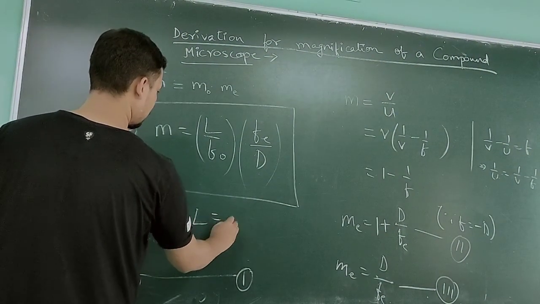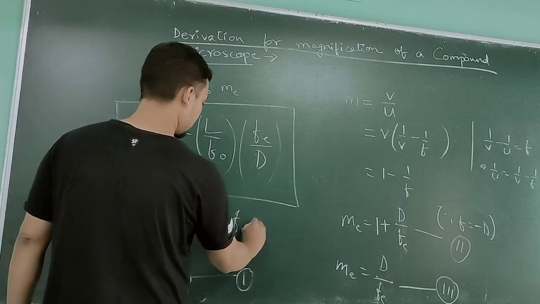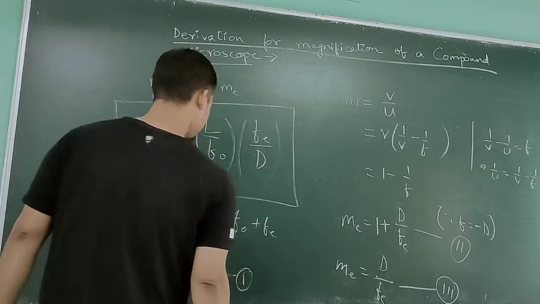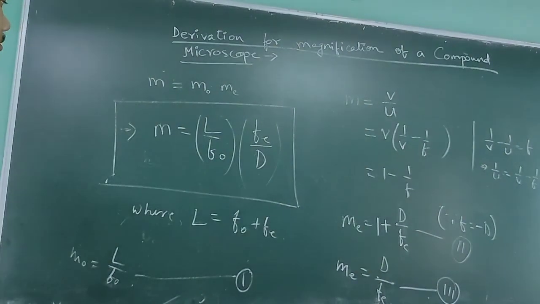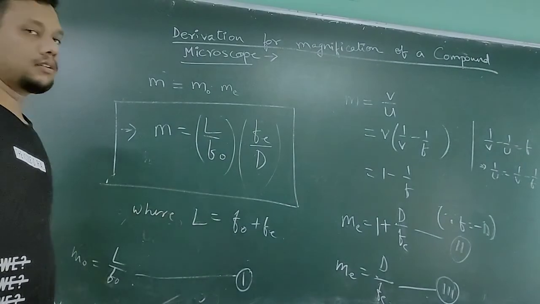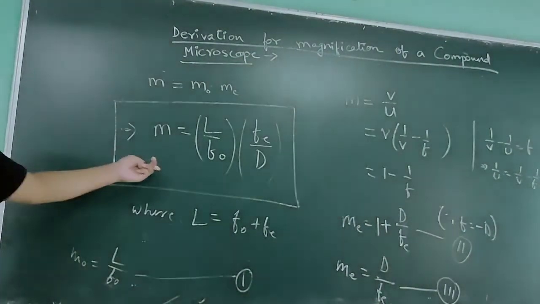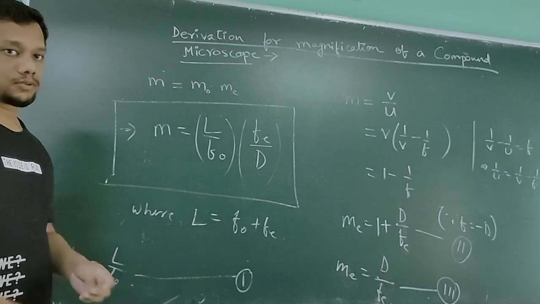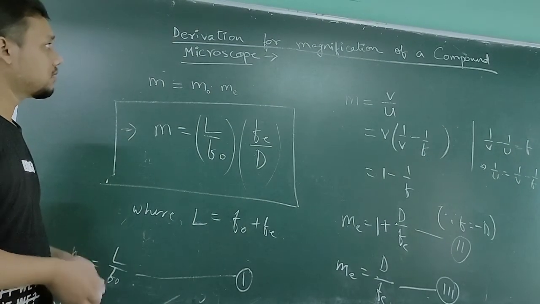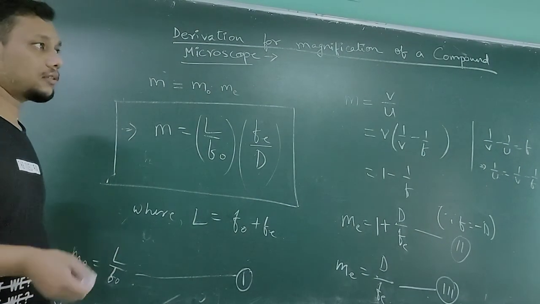So the final answer is m is equal to L by f naught into d by fe, where L is equal to f naught plus fe, and d is the final image distance. So this is the final magnification formula for the compound microscope. I hope this is clear to all of you.